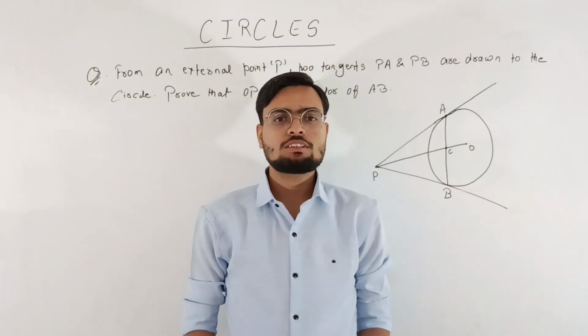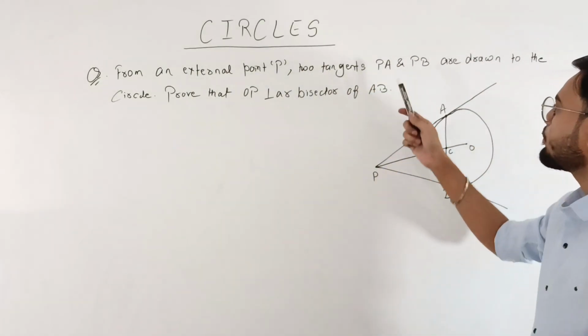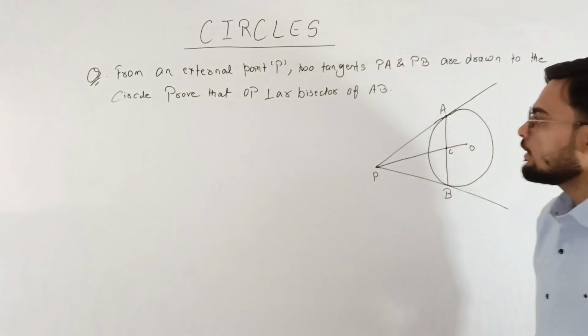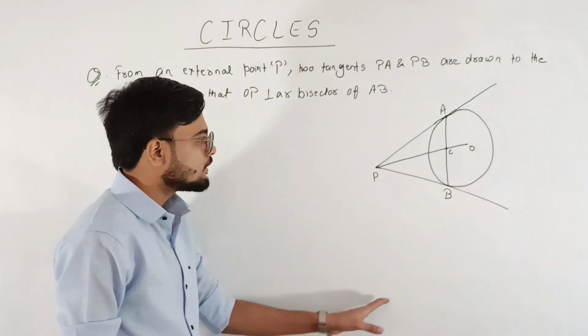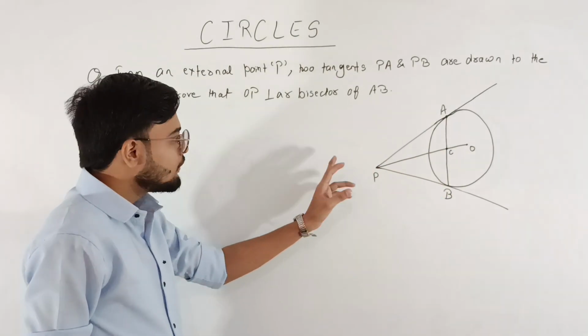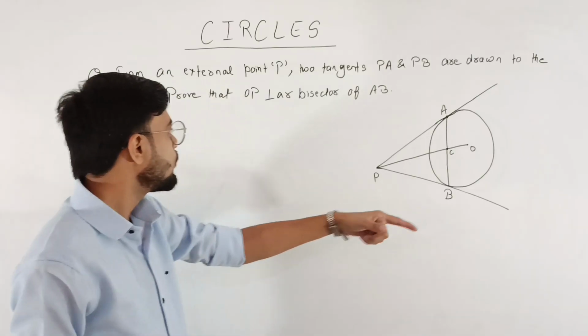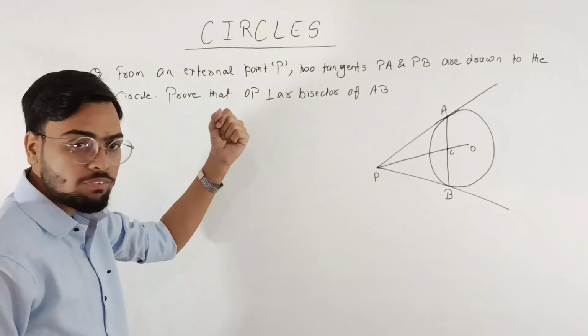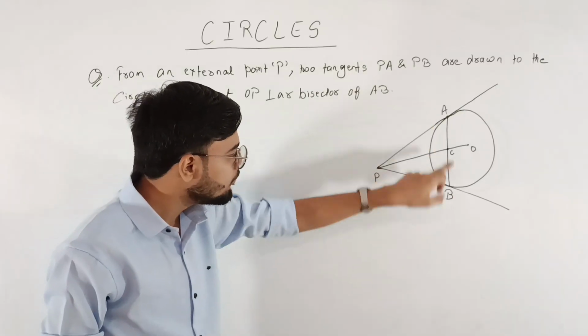Now let's practice some questions. Our first question is, from an external point P, two tangents PA and PB are drawn to the circle, and we have to prove that OP is a perpendicular bisector of AB. So look here, this is my circle with center O, and from external point P, there are two tangents drawn, which is PA and PB. Then we have to prove that OP is a perpendicular bisector of AB.